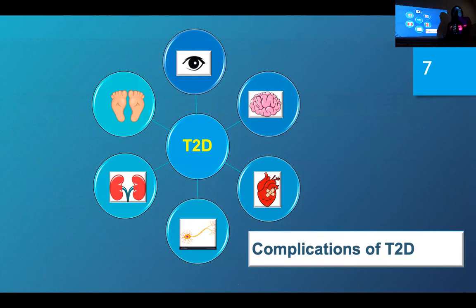Patients with type 2 diabetes also face complications such as cardiomyopathy, peripheral neuropathy, diabetic nephropathy, stroke, retinopathy, and diabetic foot infection.